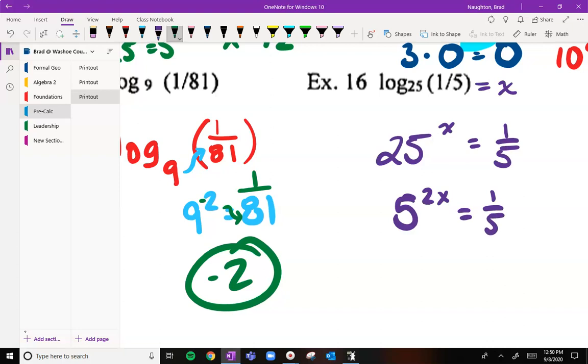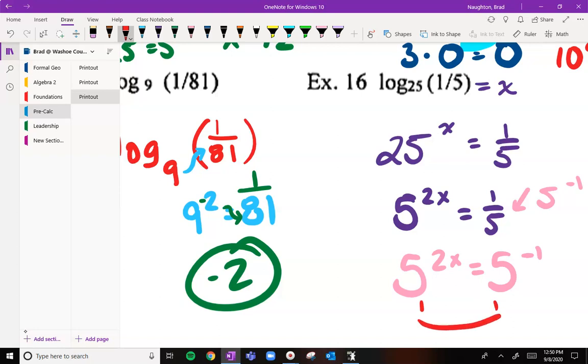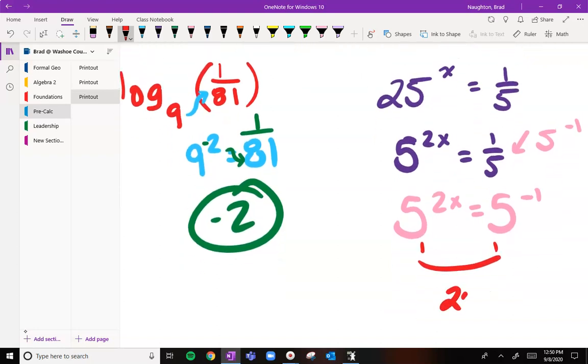Well, how's another way to write 1/5? 5 to the negative 1. So this is 5 to the 2x is equal to 5 to the negative 1. And since these are the same, we can go ahead and say that 2x is equal to negative 1. So x would be negative 1/2.